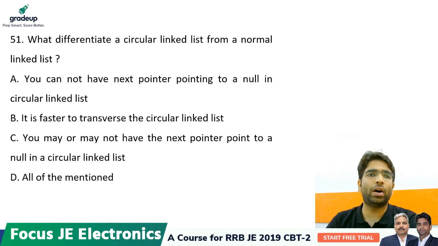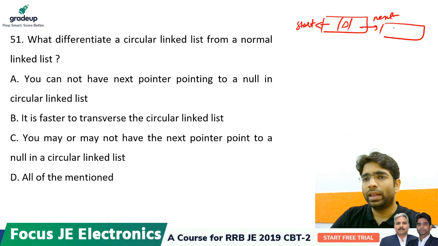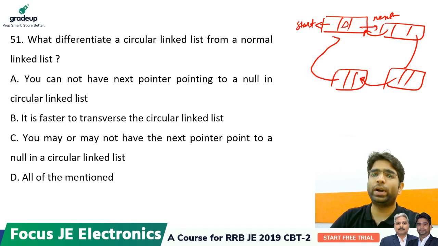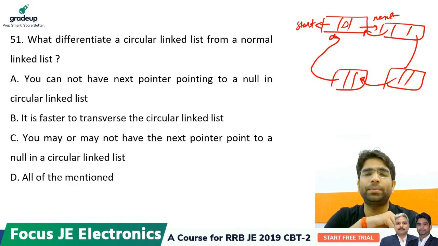How will you differentiate between a circular linked list and a normal linked list? My dear friends, see, there is a data structure called linked list. Data is present here. It will show the starting address, and it will show the address of the next node. In a circular linked list, it should point to the starting address again.